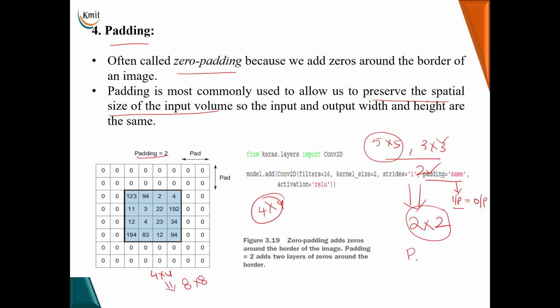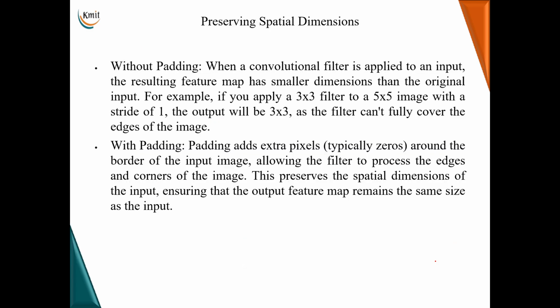You can also have another option as padding is equal to valid, and when I use this, no padding is used. That means I will reduce the 4 by 4 image by applying the kernel and stride size. Here no reduction in the image, input and output image are of same dimensions. Here the image dimension gets reduced. So to preserve the spatial dimensions, we make use of padding.